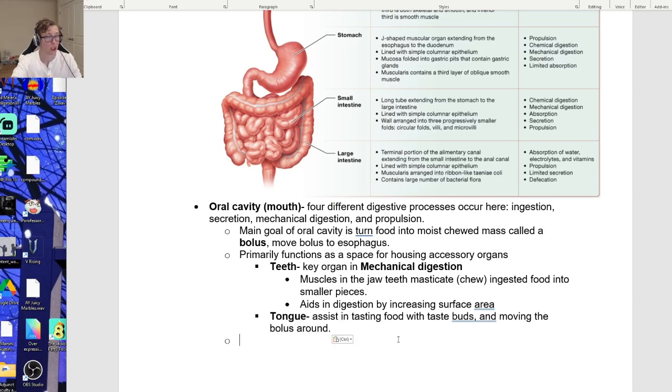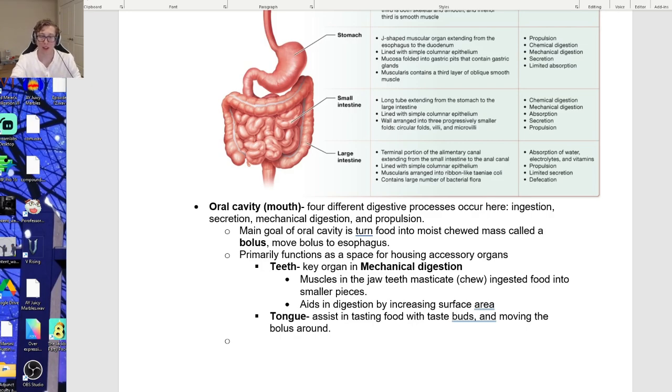Next, tongue. This assists in, one, tasting the food. Gotta make it taste good to reinforce the behavior in the brain, so you have taste buds. And it also helps in moving the bolus around. You may not really think about your tongue a lot when you're chewing, but you have the hard and soft palate up above you. You actually use your tongue to move around it, squish it, and all other gross and fun digestion things that are occurring.